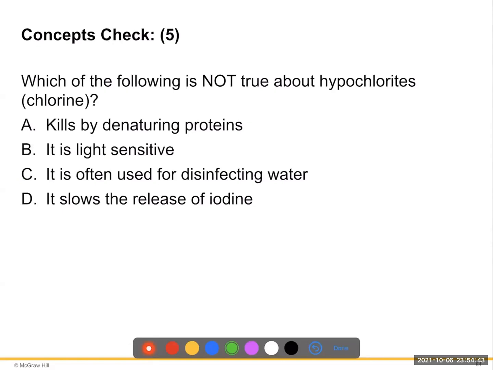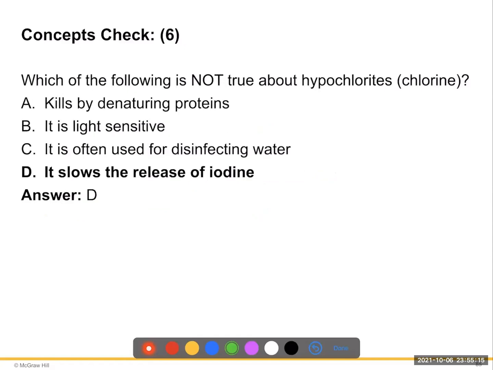Kills by denaturing. It is light sensitive. It's often used for disinfecting water. It slows the release of iodine. Is it D? I would say you're right. I'm just guessing, because all the rest is true. That's exactly right. That's the perfect way to do it. All the rest are true. It denatures proteins. It's very light sensitive, like talking about swimming pools. It's used to disinfect water in swimming pools. It has nothing to do with the release of iodine. So it'd be D, slows release of iodine, because the other three we know are true.